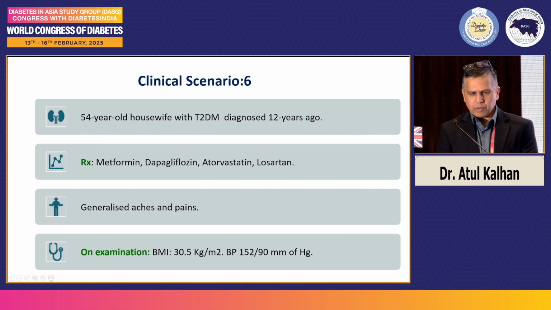54, type 2 for 12 years. Second line, most of us are using at the moment is SGLT2 inhibitors. I normally don't use trade names, but in here I had to write a clinical scenario, so I had to write name of a medication, atorvastatin and losartan. Is complaining of generalized aches and pains. On examination, BMI is 30.5 kg per meter square. Happy with the clinical scenario?